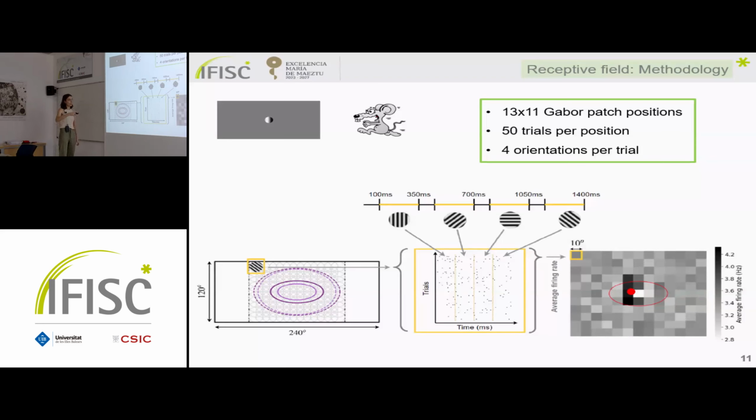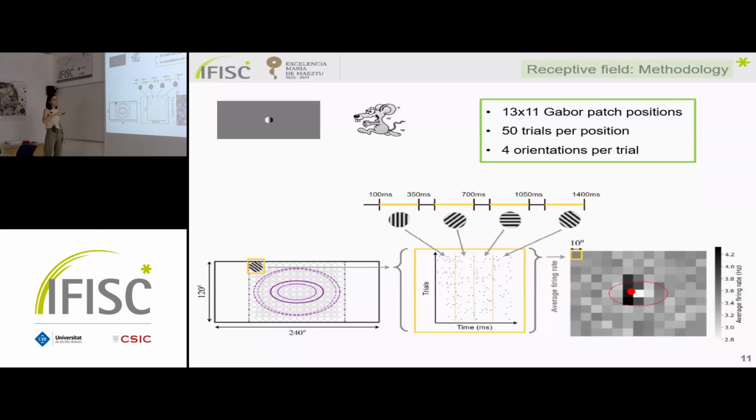This is visual space. This is what the network can observe. The solid purple lines represent the projection of V1 and the core of V1 to visual space, and the dotted lines, the projection of the receptive field of V1 and the core of V1. For each position, we perform 50 trials of the stimulus, and we show the stimulus in each trial in 4 different orientations in order to avoid orientation selectivity biases.